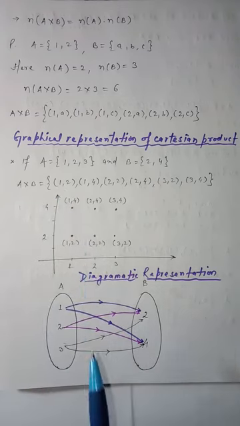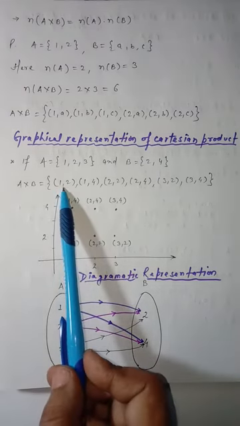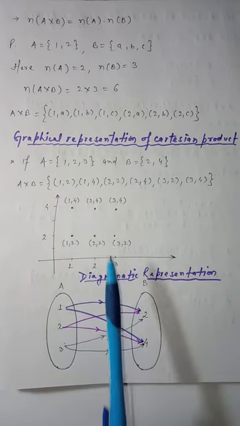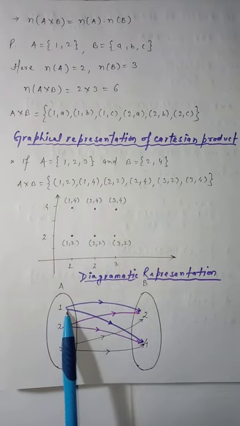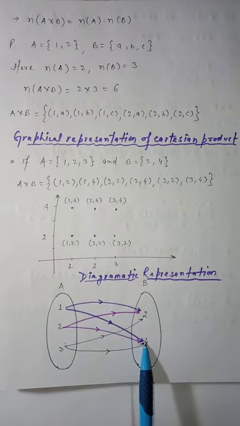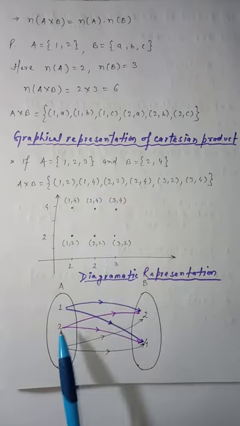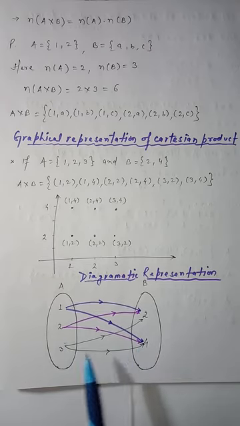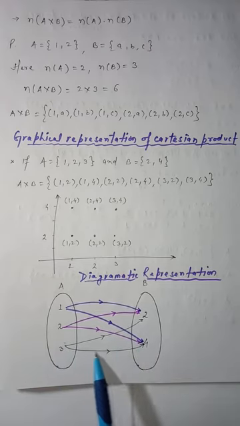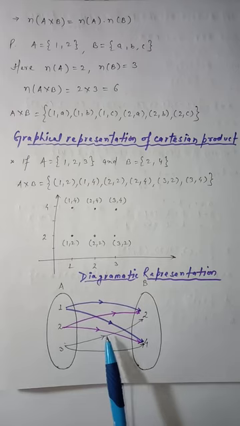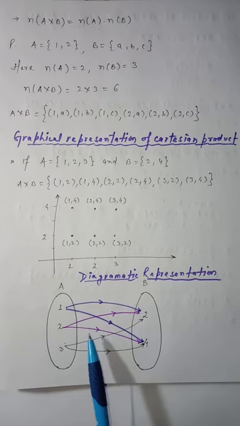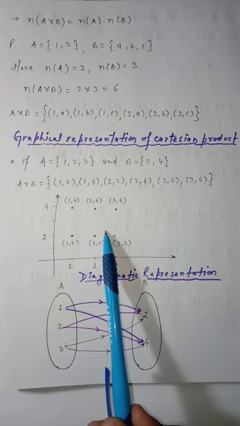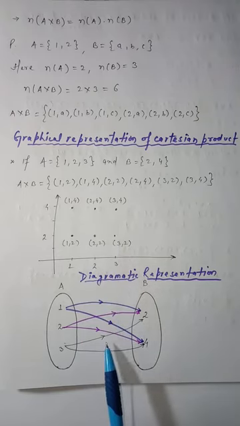So A cross B means 1 is related to 2, so 1 will be related to 2. In the same manner 1 is related to 4. Then (2, 2), (2, 4), then (3, 2) and (3, 4). So this is the diagrammatic representation of the Cartesian product of two sets. So this is graphical representation, this is diagrammatic representation.